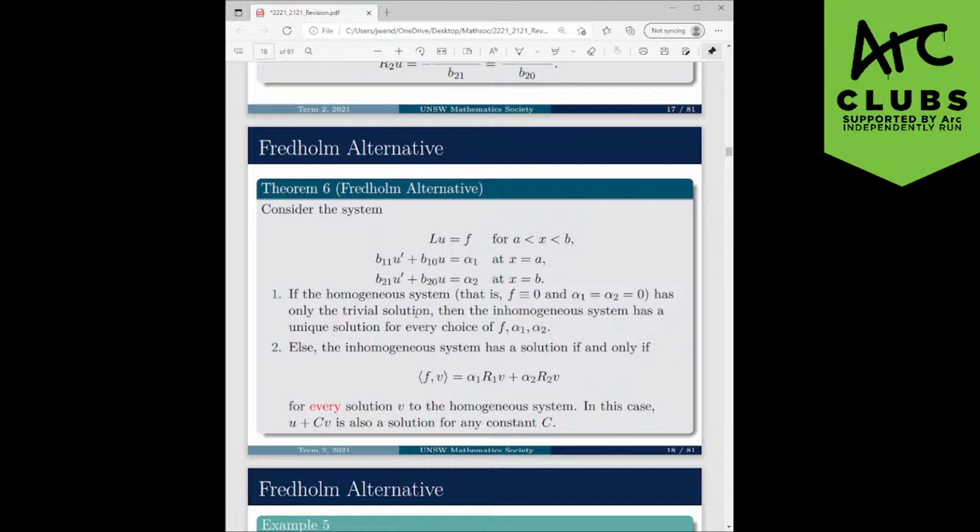So like we found before in part C, when you could actually find solutions that weren't trivial, if that's the case, then you can prove that your inhomogeneous system has a solution if and only if it satisfies this condition. The inner product of f and v is equal to alpha 1 R1v plus alpha 2 R2v for every solution v to the homogeneous system.